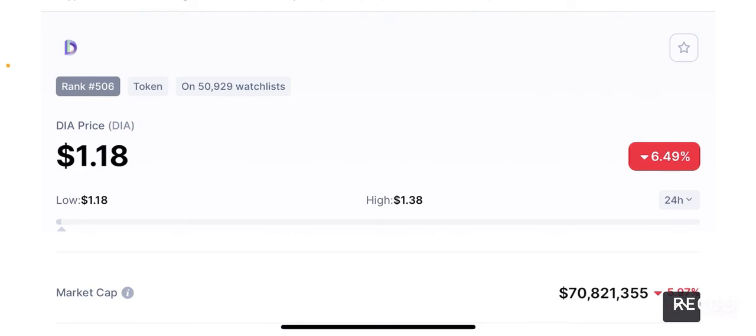But again, this is just my verdict, guys, not financial advice. Please do your own research before you put your hard-earned money on this token, right?